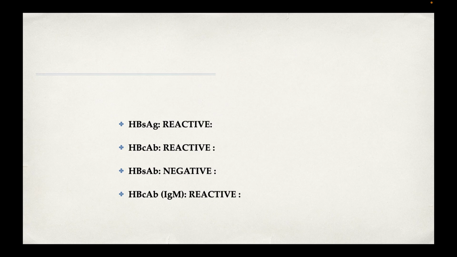The next patient presented with hepatitis B surface antigen reactive, core antibody reactive, hepatitis B surface antibody negative, and core antibody to immunoglobulin M reactive. So this is straightforward. Once the hepatitis B surface antigen is reactive, it tells us that there's an active infection going on. The hepatitis B core antibody is also reactive, so it tells us that the patient might have had a past infection or is having an ongoing infection.